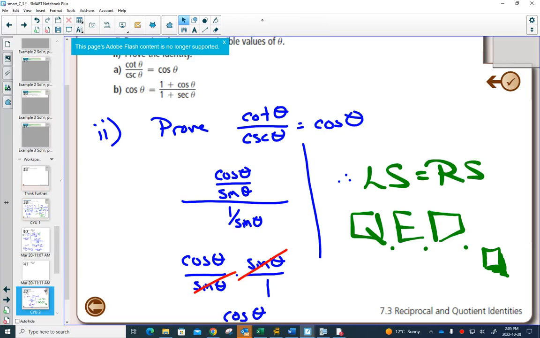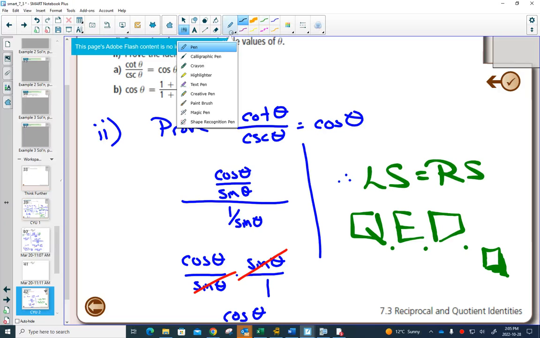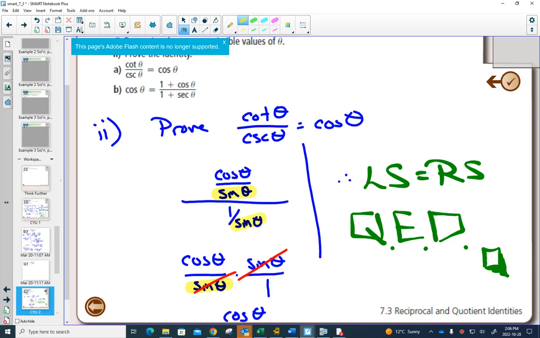Okay, so we proved it. Now, as far as looking for non-permissible values, I'm going to take out my highlighter and look. Here I'm dividing. Here I'm dividing. Here I'm dividing. I look at all the places that I'm dividing.